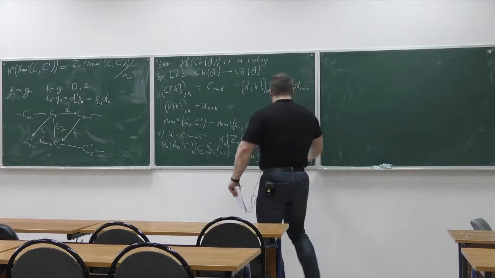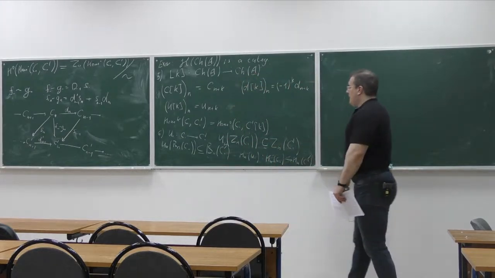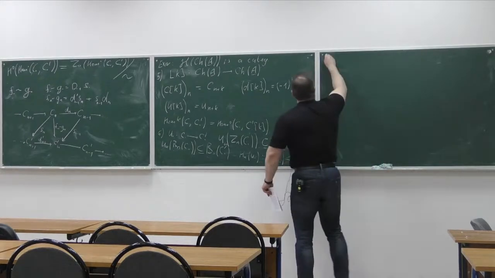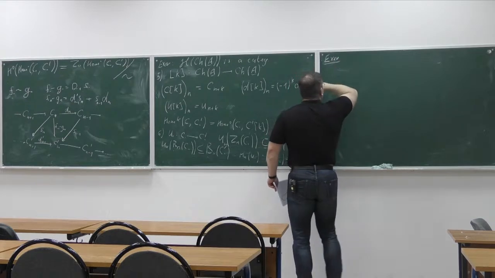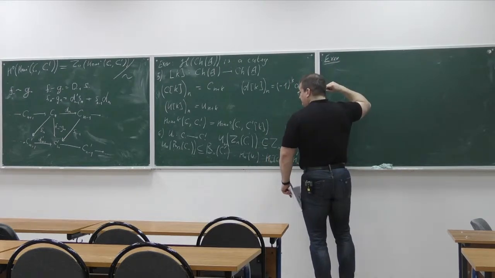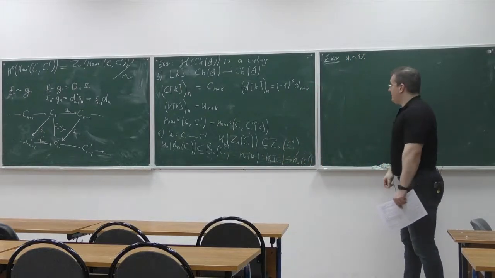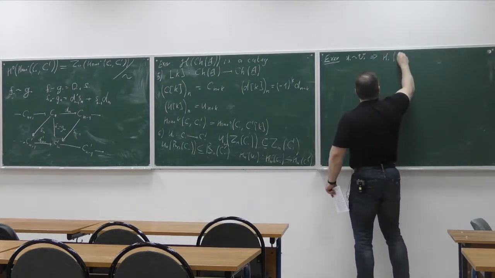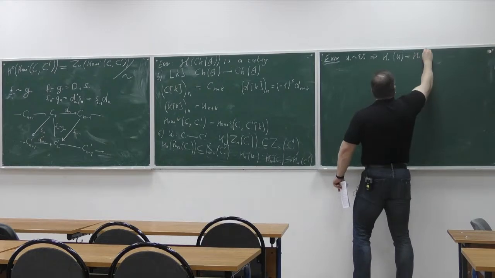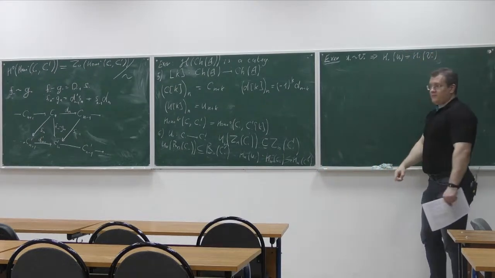Yep, so there's a prime here and here. I'll finish this list of definitions with another exercise. If you have two maps, say u and v, and they are homotopy equivalent, then from this you can derive that the maps on the homology are the same.